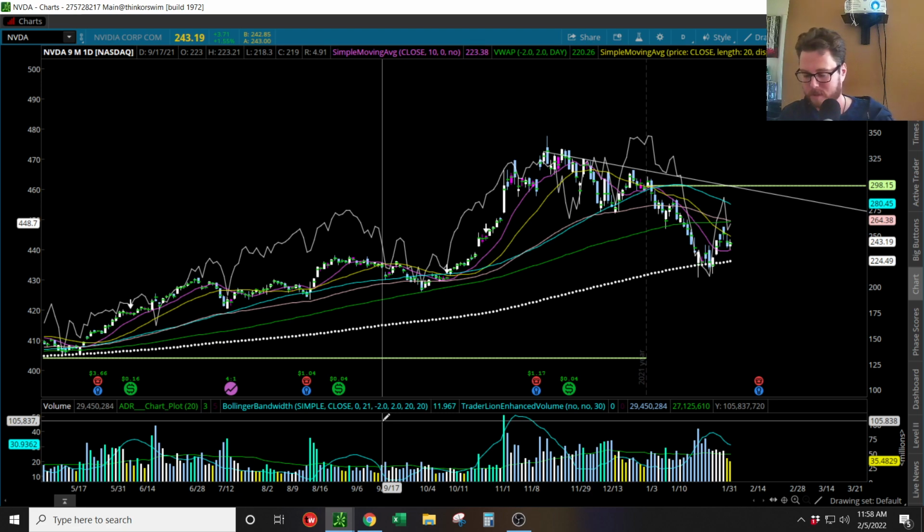little data points there. We're going to be looking for high tight flags, episodic pivots, tight ranges to play from, all that stuff. I'm going to explain all the studies on this chart, so don't worry if it looks a little crazy right now. And yeah, we're going to go from there. All right, so let's get to it.